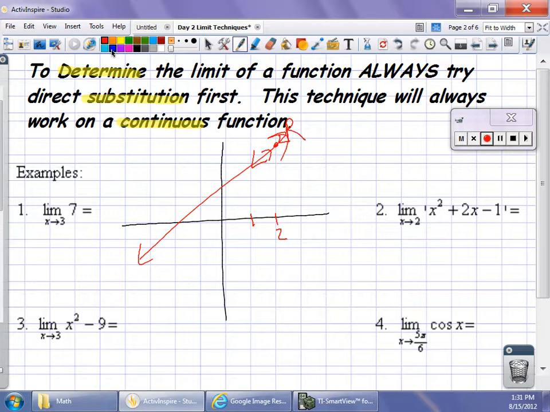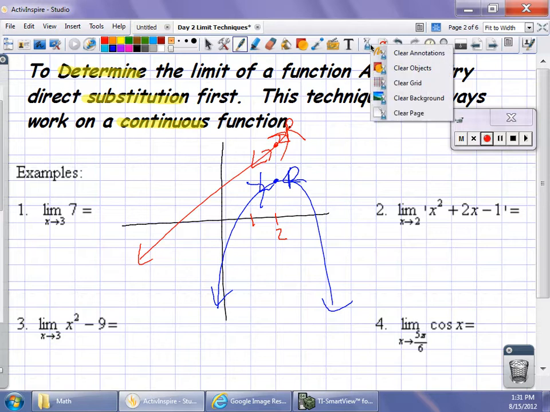Likewise, if I were to think about a parabola and I'm approaching an x value of 2, since this function is continuous, again meaning it has no breaks, no gaps, no holes, in other words no vertical asymptotes, nothing like that, the left limit and the right limit would always have to agree with each other. So if we know that we're dealing with a continuous function, then to find the limit, it's just going to be the y value. So we'll use direct substitution to find those limits.